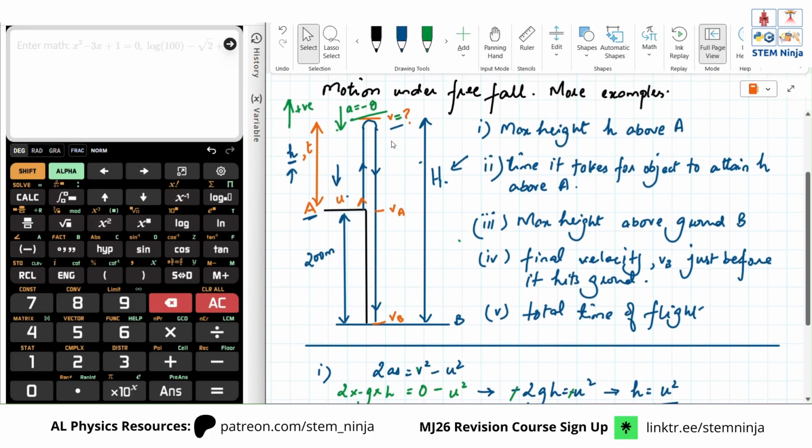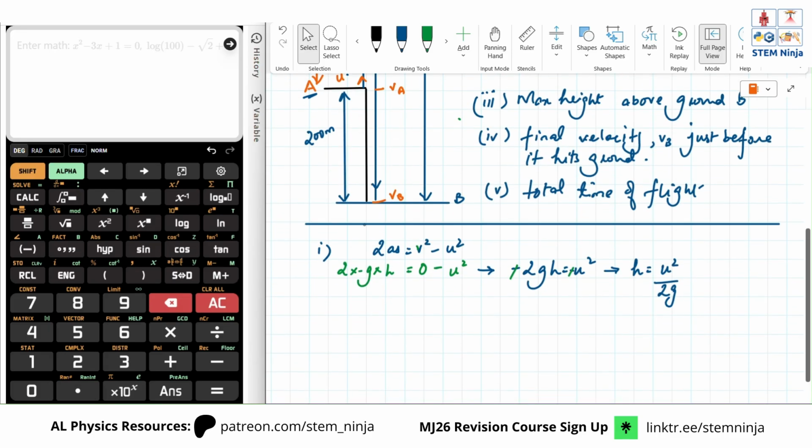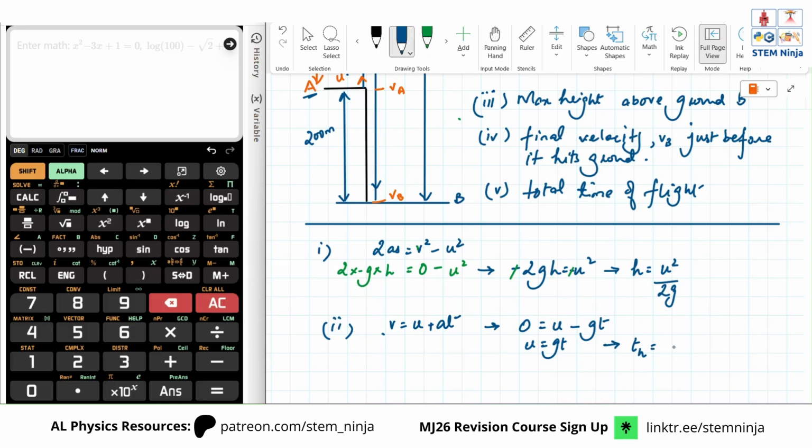Now, the time it takes for the object to attain the maximum height above A is also straightforward. We can simply use v equals u plus at. a is minus g. We know the final velocity at the maximum point is 0. So 0 = u minus gt, so u is equal to gt, and the time to attain h would be u over g.